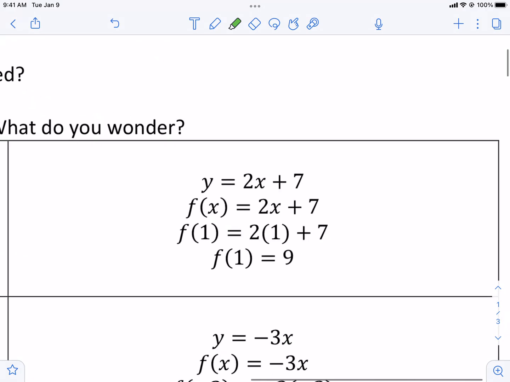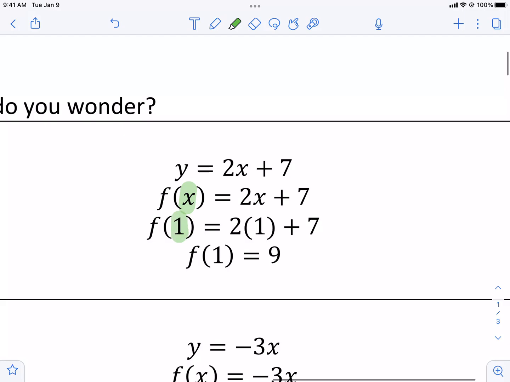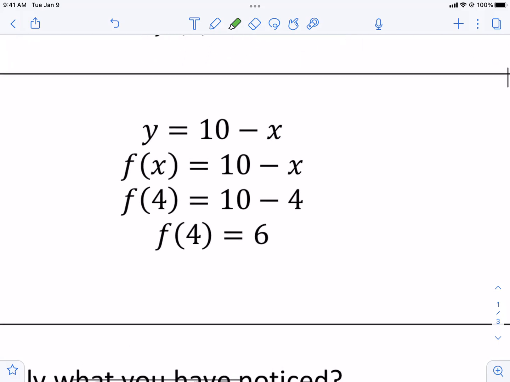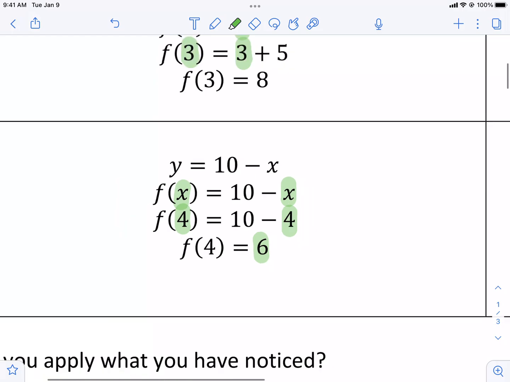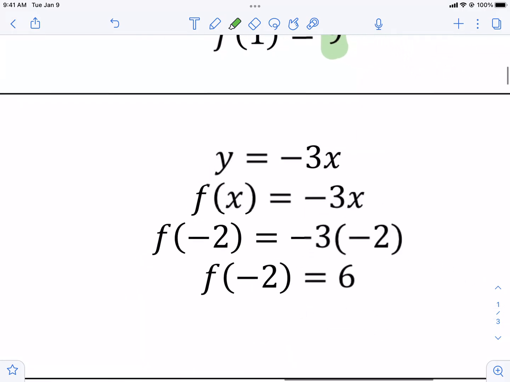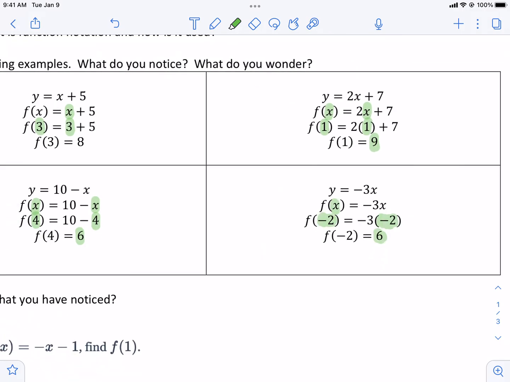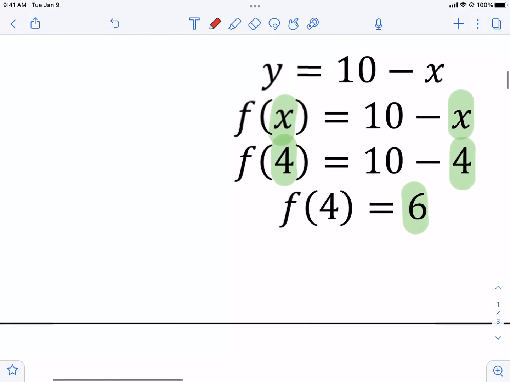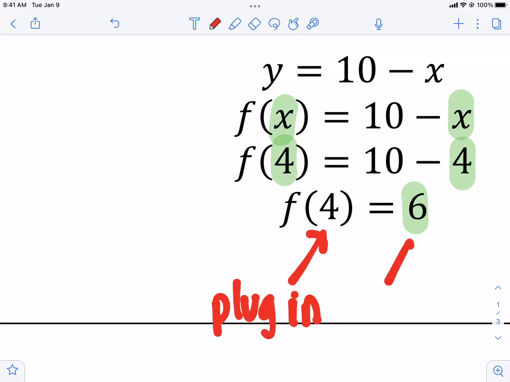So here's another example. X turned into a 1, which means everywhere you see a 1, you're going to plug in a 1, and then you solve and get an answer. Over here, x turns into a 4, and then you solve and you get your answer. And over here, x turns into a -2, and so you're going to plug that in, solve, and get an answer. So essentially what this is saying is, this is what you plug in, and then you get the answer.